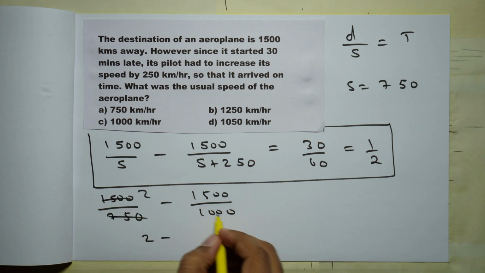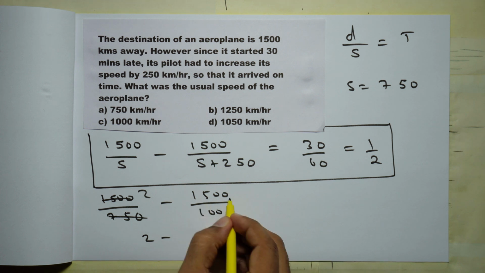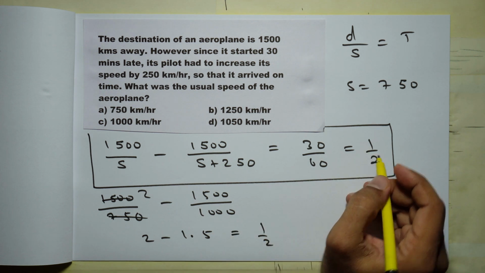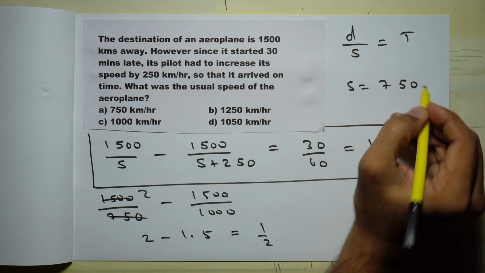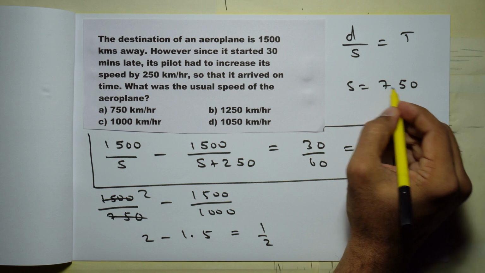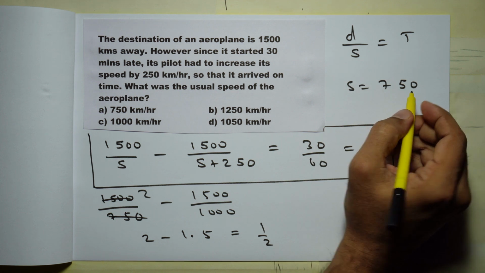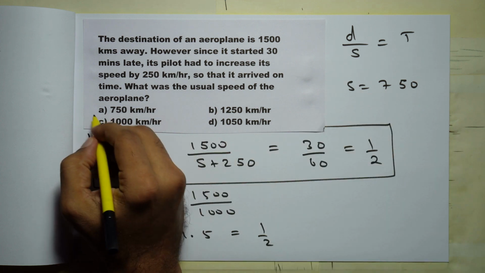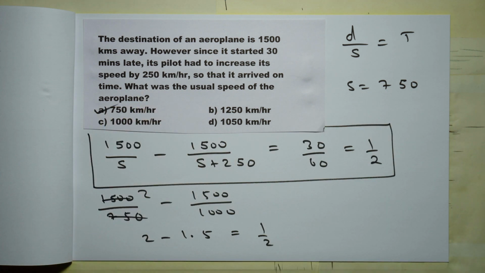2 minus here 1500 divided by 1000, that is 1.5. So 2 minus 1.5 is half, so that is equal to the right hand side. So you can see that 750 satisfies this equation. So the usual speed s has to be 750 kilometers per hour. So what is the usual speed of the aeroplane? 750 kilometers per hour, option A.